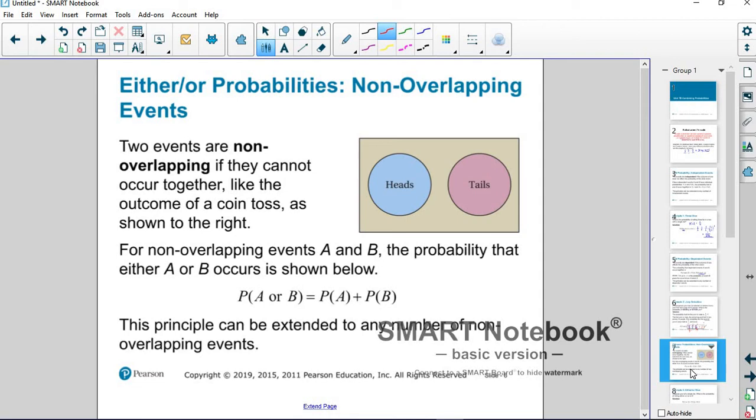And so if you have two events that are non-overlapping, in other words, you can't get them both at the same time, there's no possibility, is today Monday or Tuesday? There's no possibility it can be both at the same time, right? So that's what we're talking about. Then if you have a non-overlapping event, the probability of A or B is just the probability of A plus the probability of B. That's it. You just add them together.